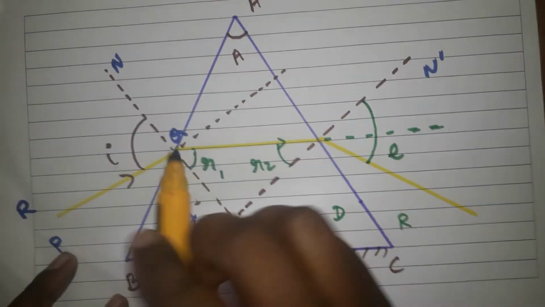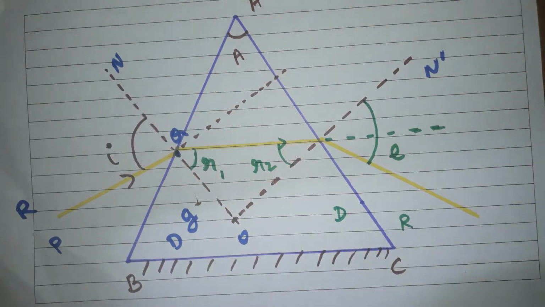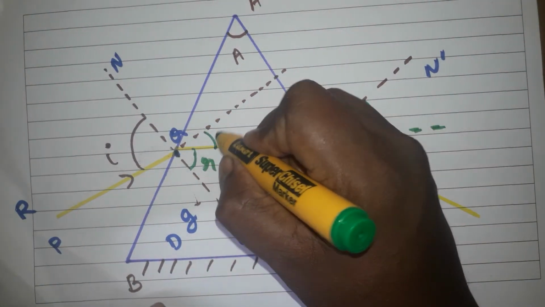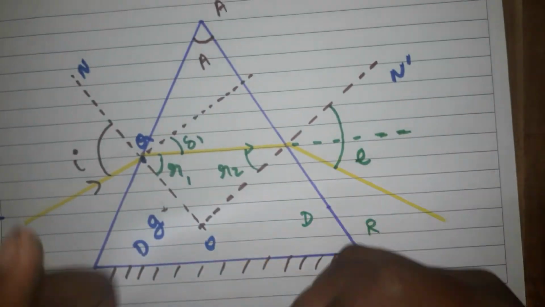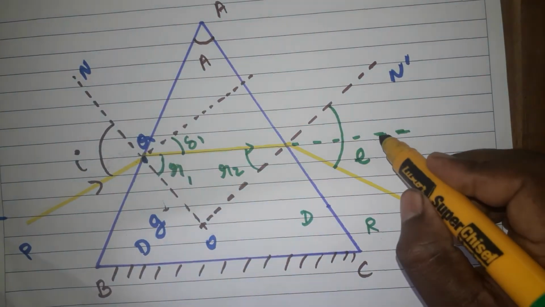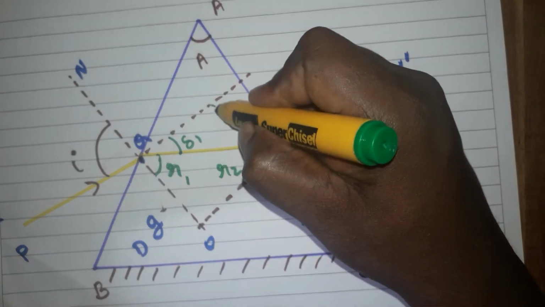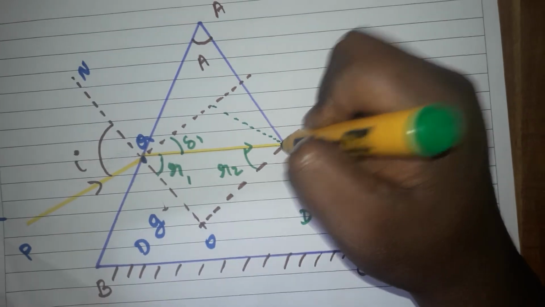The first deviation, where the light gets deviated on the first path, is this much, which I take as deviation 1. Again the second deviation happens here, which I take as deviation 2. This is called deviation 2. Now I am drawing a dotted line here, and I will tell you why I am doing it.